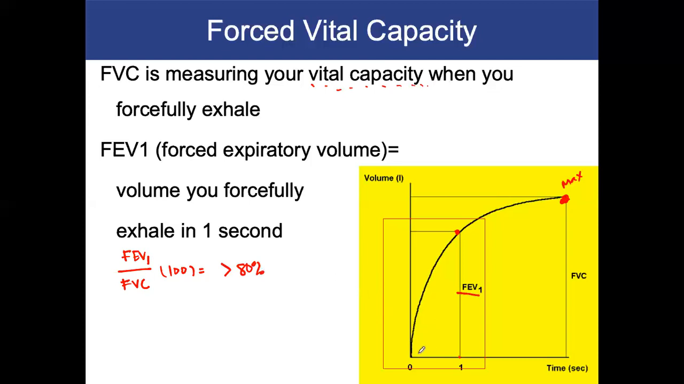Okay, so what that's telling you is you should be able to blow out 80% of max in 1 second, okay? If you can't, that's telling me that your bronchioles are obstructing airflow, okay? And it's in the next slide. So your bronchioles are obstructing airflow, right? So this is a test to tell if you have an obstruction.